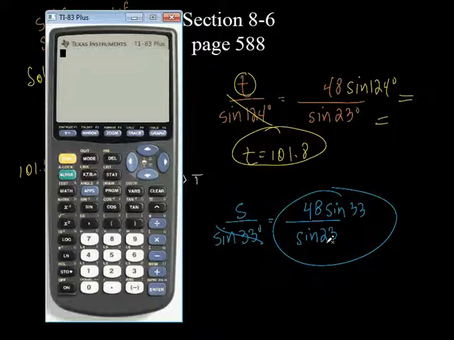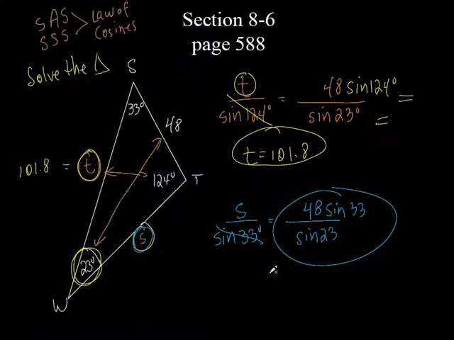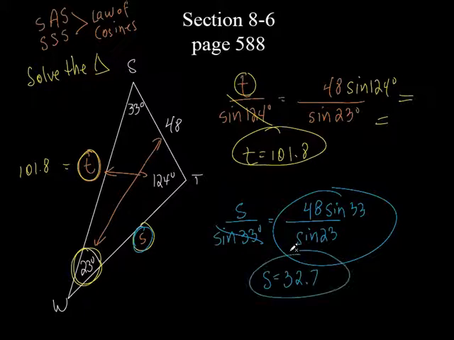You multiply both sides by the sine of 33, stick it in a calculator, and we have done dozens, haven't we? Probably, literally dozens of these on the calculator. So let's do one more. 48, sine of 33, divided by sine of 23. Close that, equals, there it is, 32 point what? 7. Right, so S is 32.7. And there it is. We solve for that triangle.